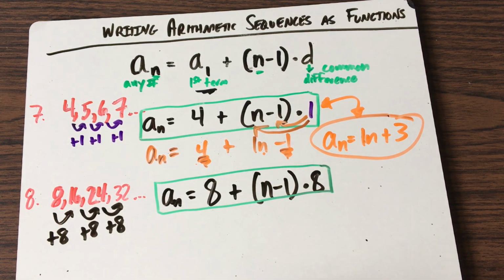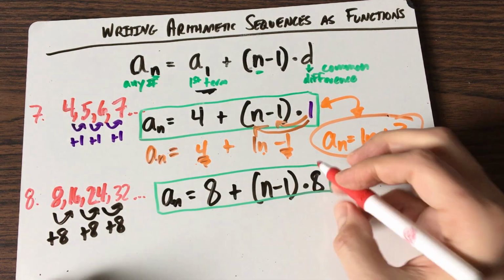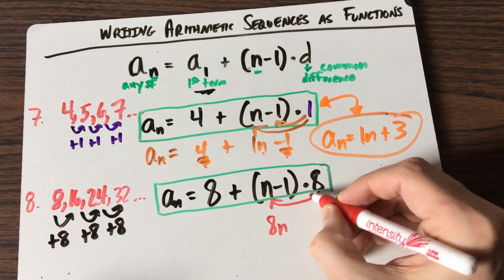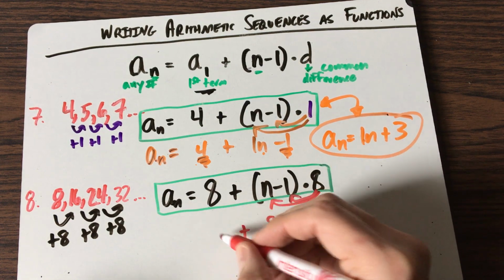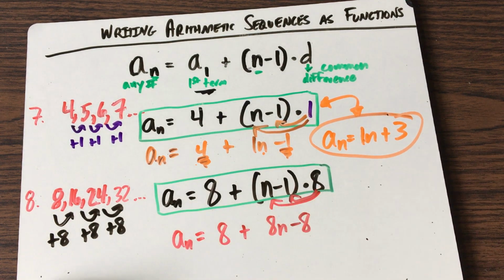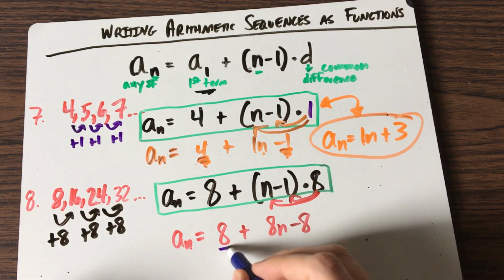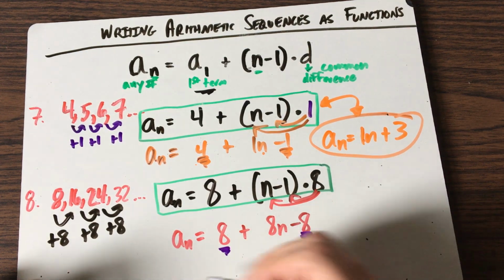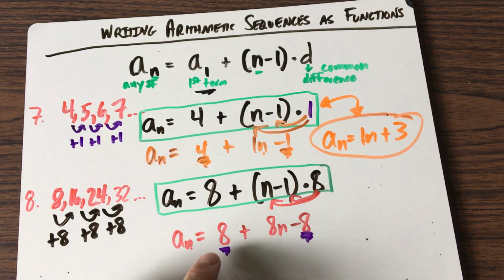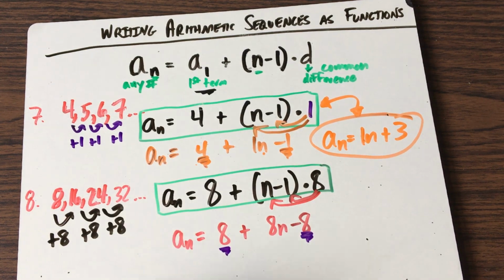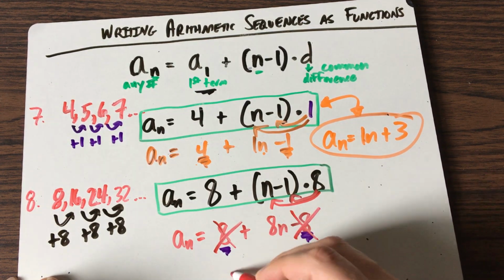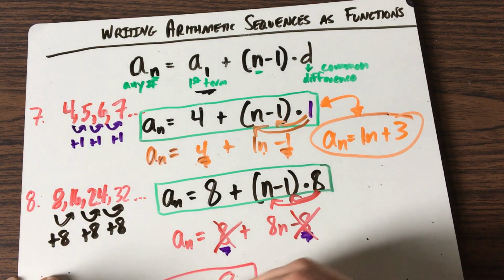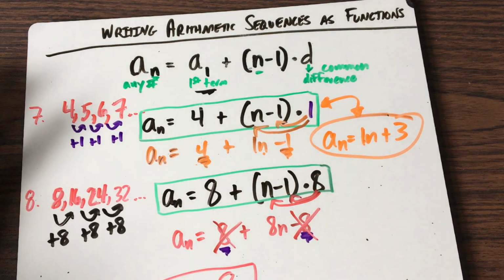But if that's not one of your choices, you're going to have to actually distribute this thing, right? 8 times n, 8n. 8 times minus 1 is minus 8. And then just drop down this plus sign, drop down this 8, drop down the equal sign with the a sub n. And now you've got some combining of like terms to do, right? This and this are just regular numbers. We can combine those together. And this one's a little bit weird because 8 minus 8 is 0. And so my final answer is just going to be like this and this are going to cancel each other out. You're just going to have 8n. And so that would be my equation. Okay. Now, what's the whole point of this, right?